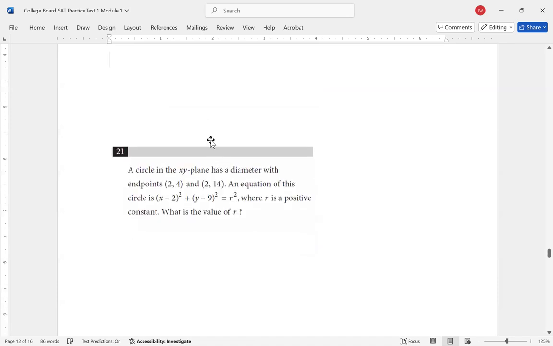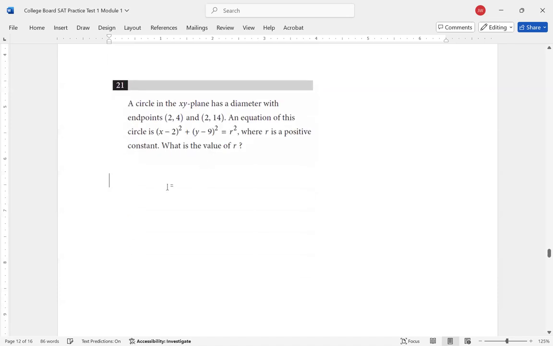Question 21 is the next question. It says a circle in the XY plane has a diameter whose endpoints are (2, 4) and (2, 14). An equation of this circle is (x minus 2) squared plus (y minus 9) squared is equal to r squared, where r is a positive constant. That is the radius, by the way, of the circle. What is the value of r?